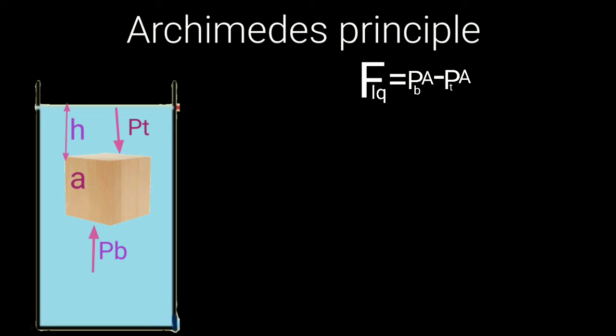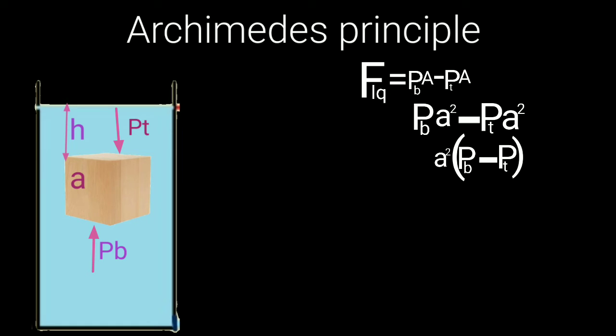Here Pb means pressure from bottom and Pt means pressure from top, where A is the area of the cube. Now again I am writing Pb into a squared minus Pt into a squared, because the area of the cube is a squared. Taking a squared common, we get a squared of (Pb minus Pt).